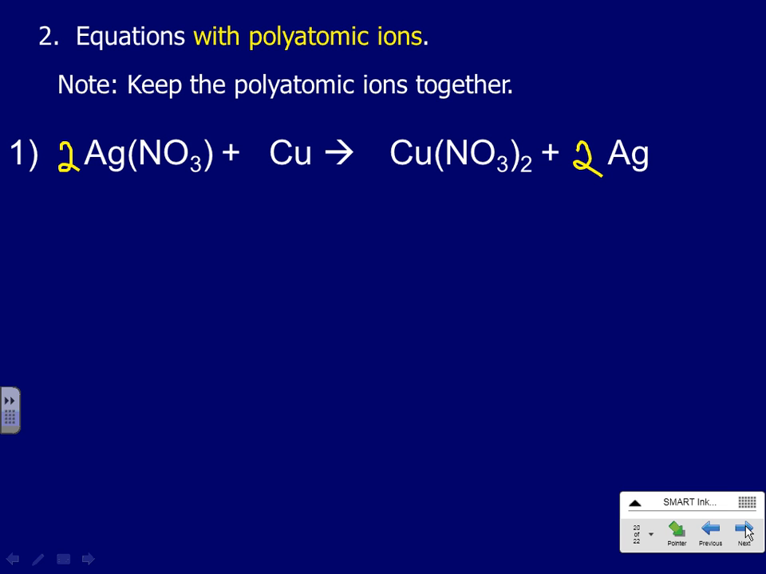So if it has polyatomic ions and they're not falling apart, just balance them as if they're their own thing. You'll know if they fall apart. If I had some nitrogens and some oxygens and that nitrate wasn't there and I had an N2 and an O2, right? Then you'd have to balance that as if it were N's and O's. Okay?